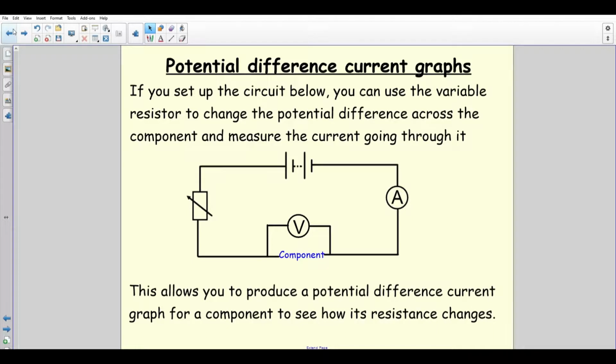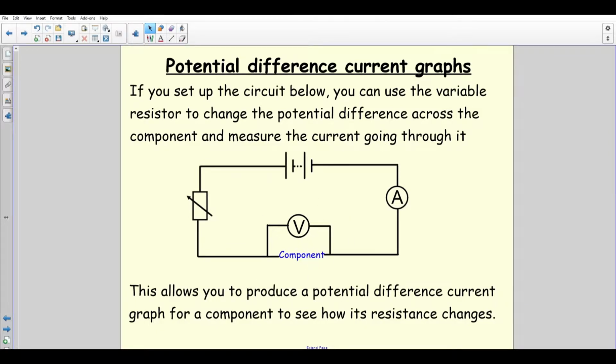Okay, next bit, we're looking at the potential difference and current graph. This is based on one of the compulsory practicals that you will have done. Basically, you set up this circuit with a power pack going round to an ammeter, and then you put a component in. That could be a bulb, a fixed resistor, or a diode, and you swap that out at various times.